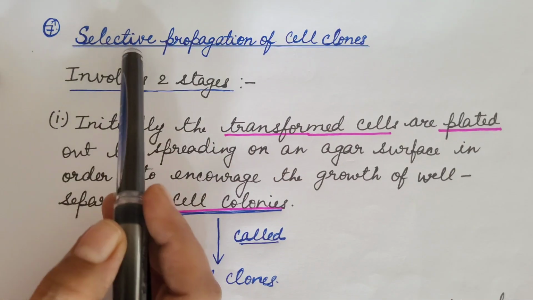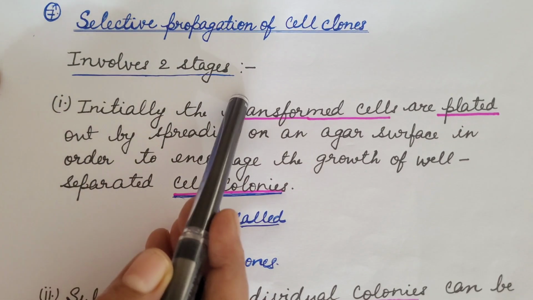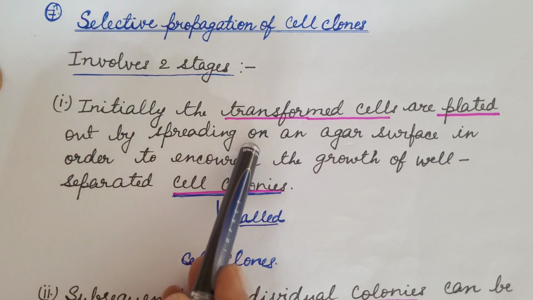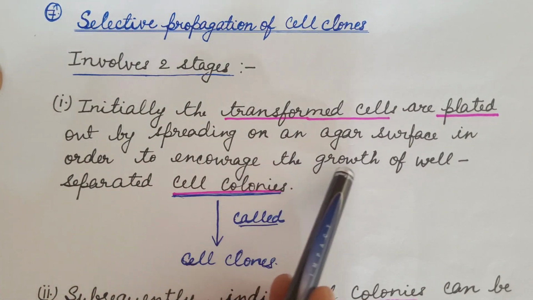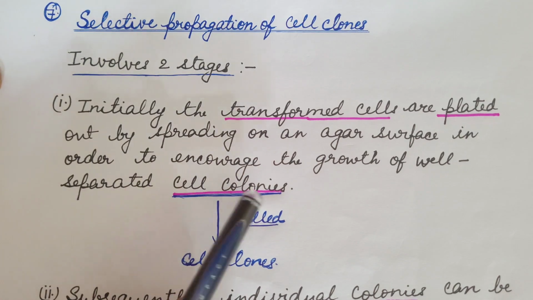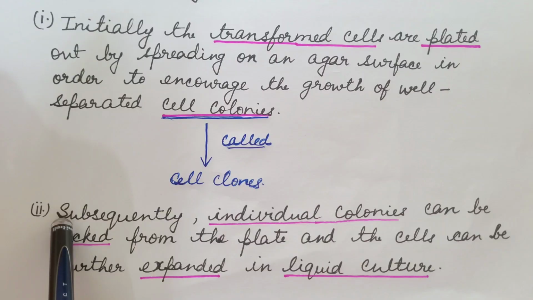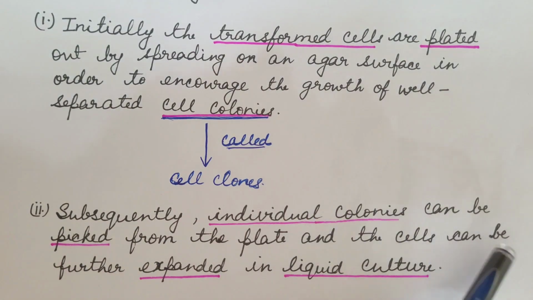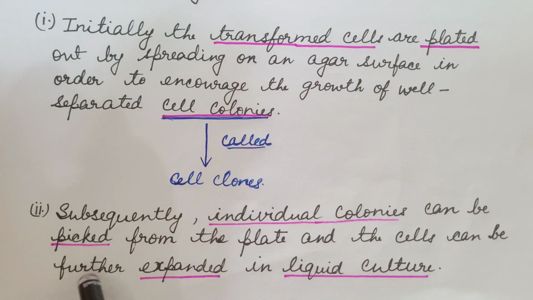Now, the last step is selective propagation of cell clones. It involves two stages. Initially, the transformed cells are plated out by spreading on an agar surface in order to encourage the growth of well-separated cell colonies, called cell clones. In the second stage, subsequently, individual colonies can be picked from the plate and the cells can be further expanded in liquid culture.